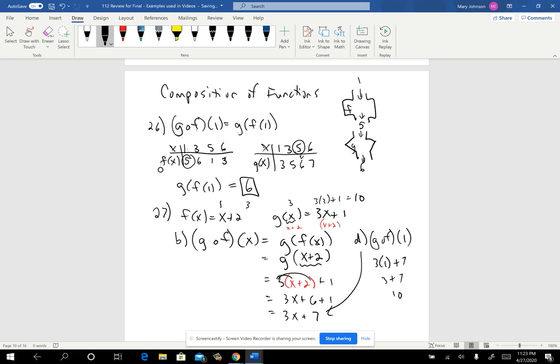So 27, I just did part B and part D on that. You should be able to fill in the gaps on the rest, okay? All right, so that's a good stop.